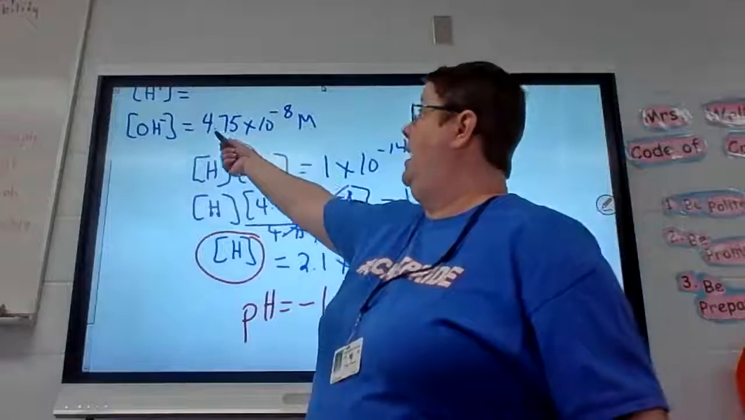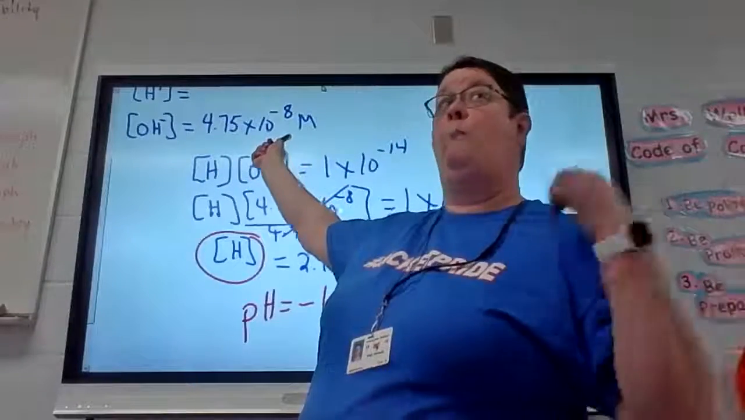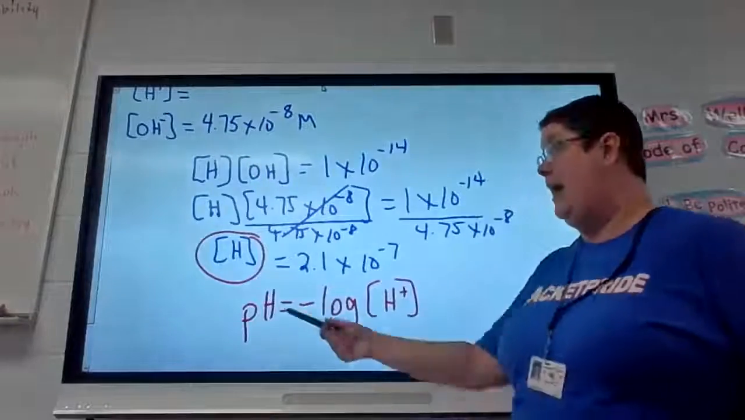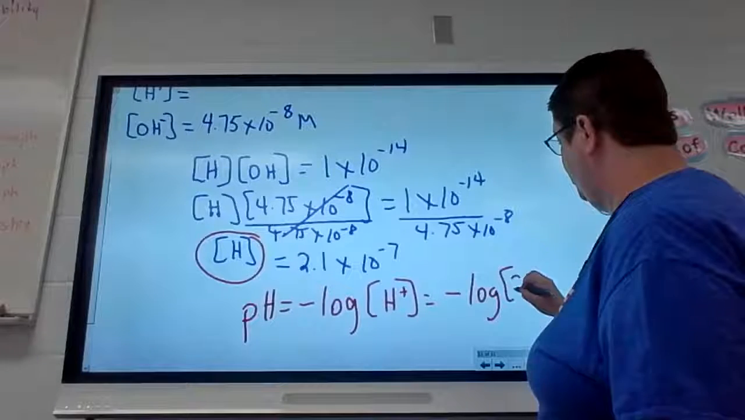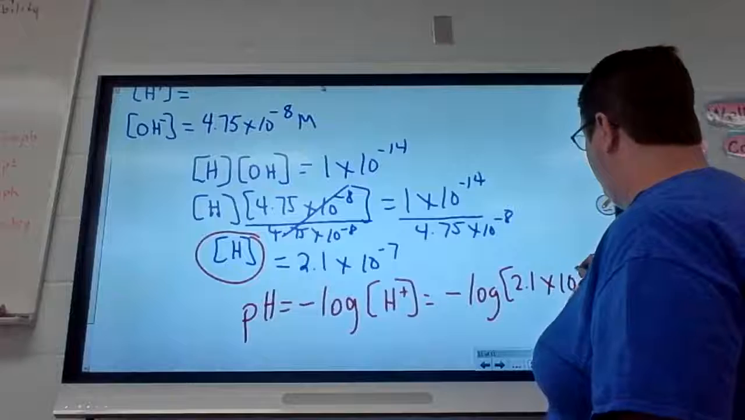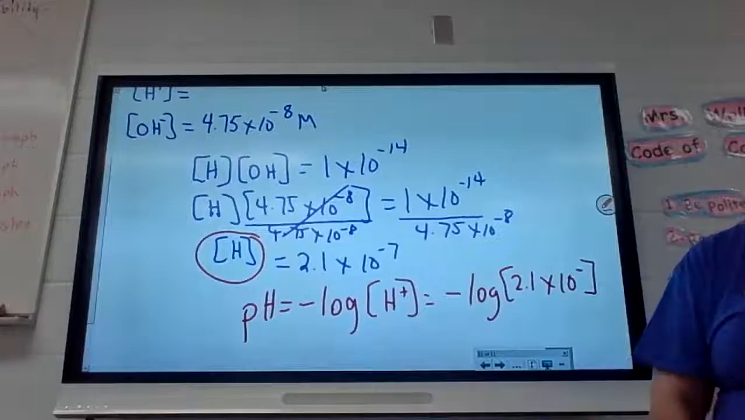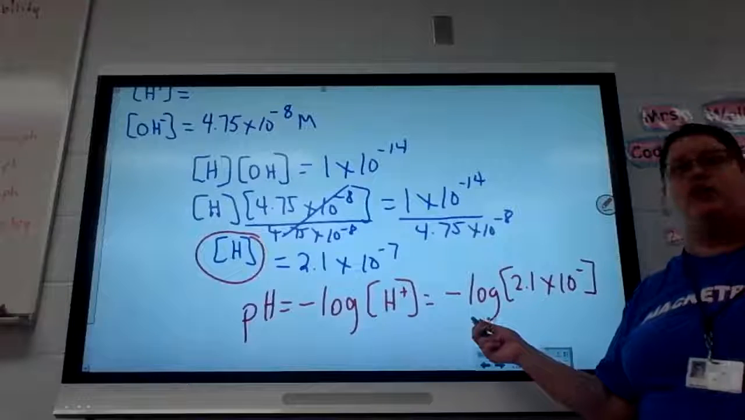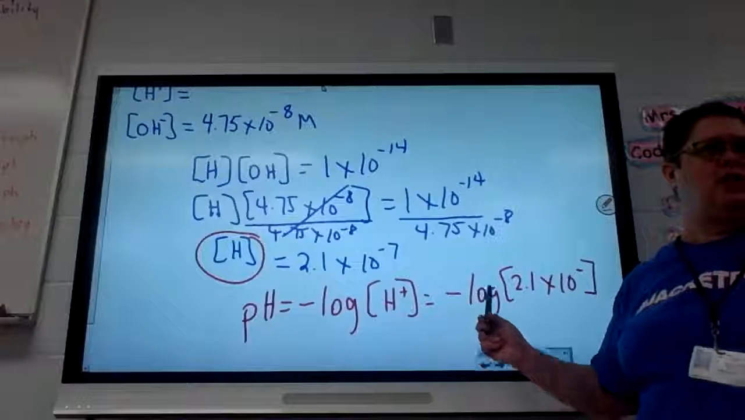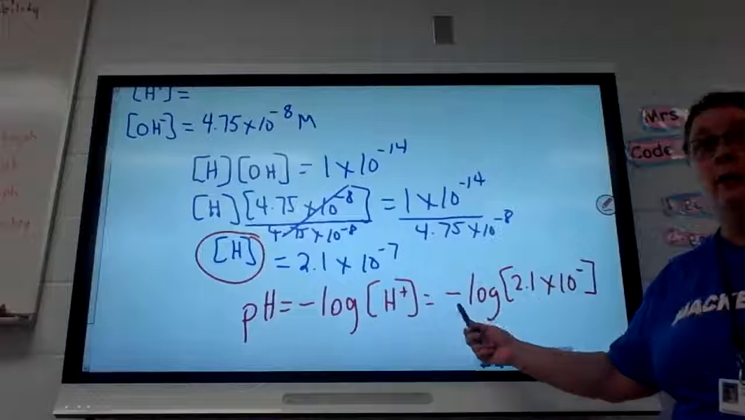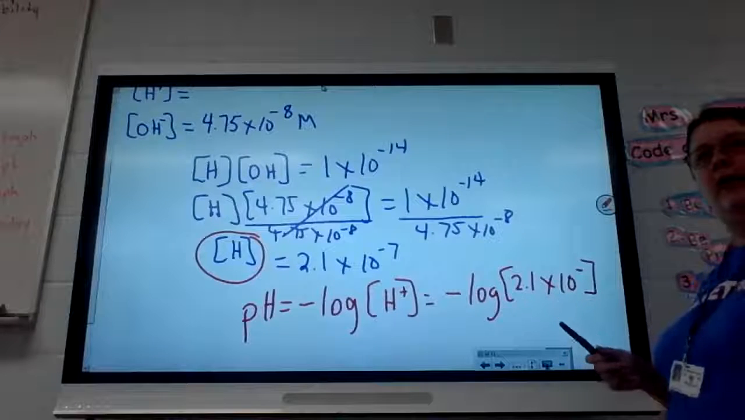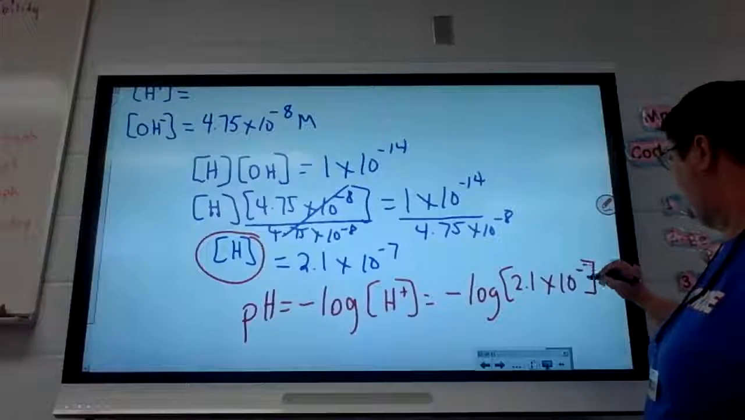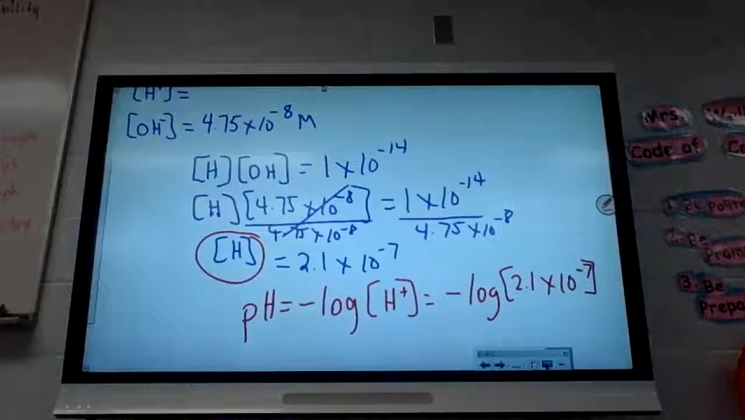4.75 times 10 to the negative 8. But we don't want pOH. We want which one? pH. So you're going to say negative log of 2.1 times 10 to the negative 7. When you put it in your calculator, it's exactly like it is on the screen. You don't have to do logs. You don't have to know anything about logs from math class. So don't freak out. Negative key, log key, 2.1, second, EE, negative, what was the exponent? 7. I left it off. Okay?